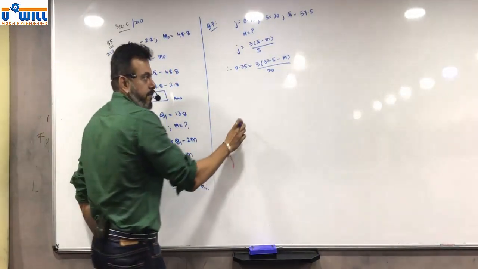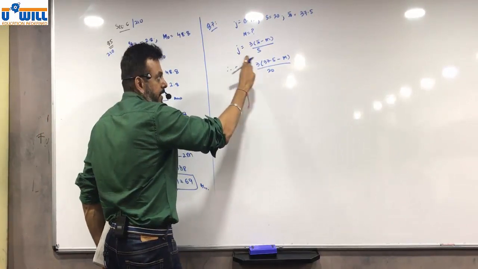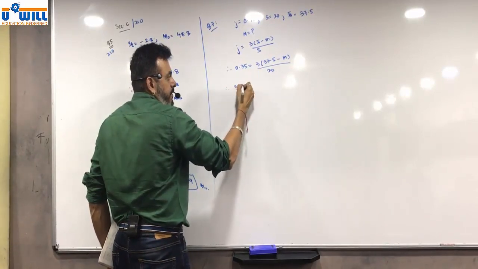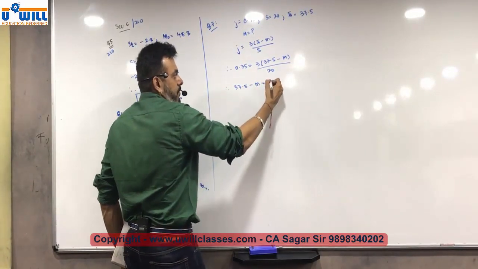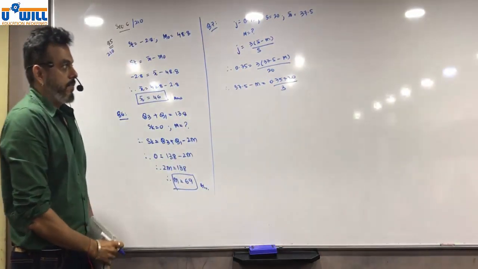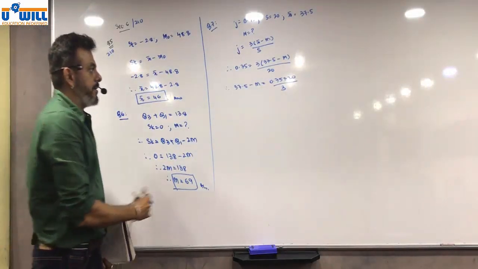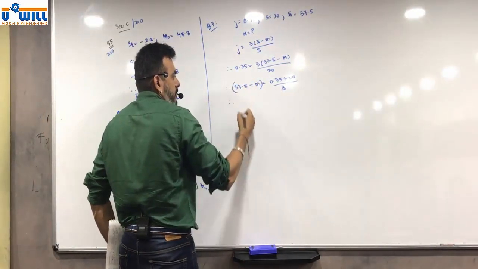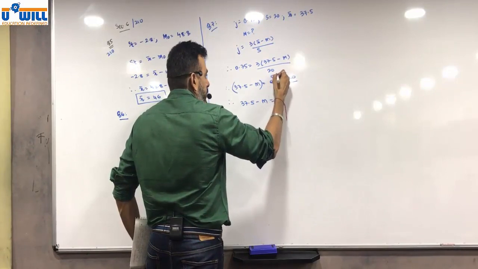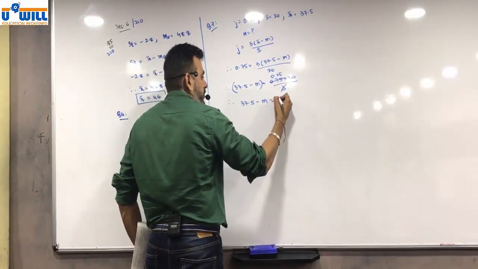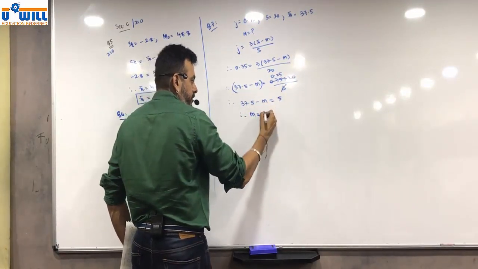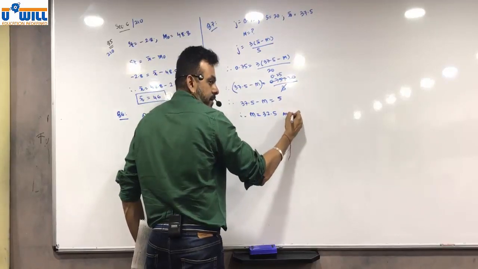Now, how to solve this? 20 we will multiply here and 3 we will divide here. Therefore, this 37.5 minus m is equal to 0.75 into 20 upon 3. Understood? Okay. Therefore, 37.5 minus median is equal to 5. Therefore, median is equal to, this will come here and become minus, 32.5.